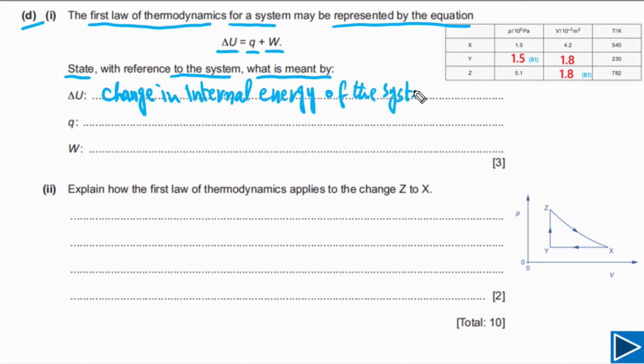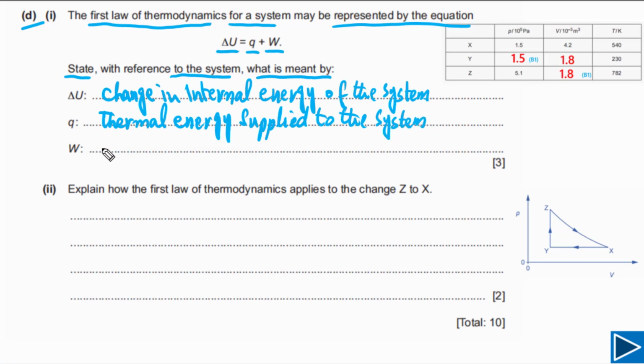Even you can say increase in internal energy of the system. It can be positive or negative. Next one is the Q. Q is heat supplied to the system. Better way to say this one is thermal energy supplied to the system. So this is how you can write down thermal energy supplied to the system. So you have to write down system here.